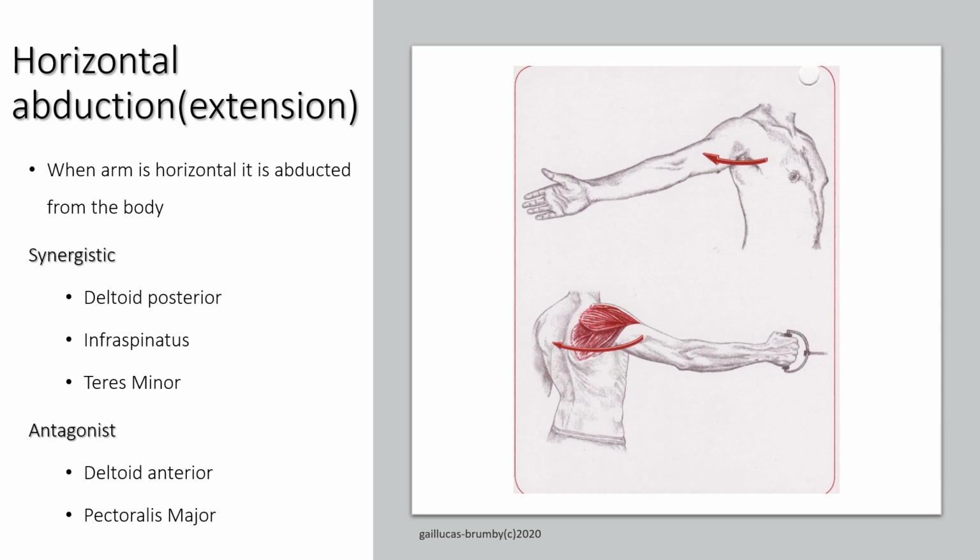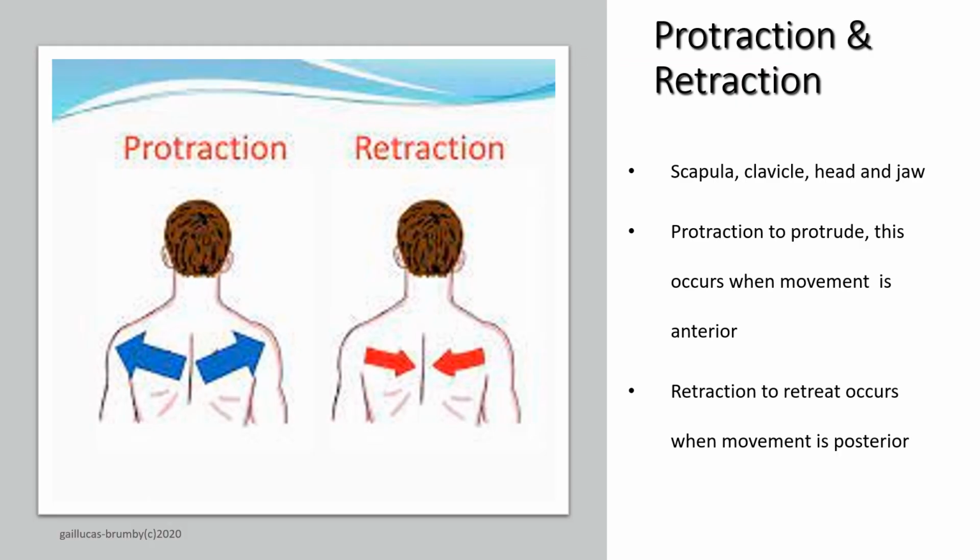The muscles involved in this are going to be the deltoid, the posterior fibers, and the infraspinatus, the teres minor. The antagonist muscles are going to be the deltoid anterior and the pectoralis major. So this is the exact opposite.